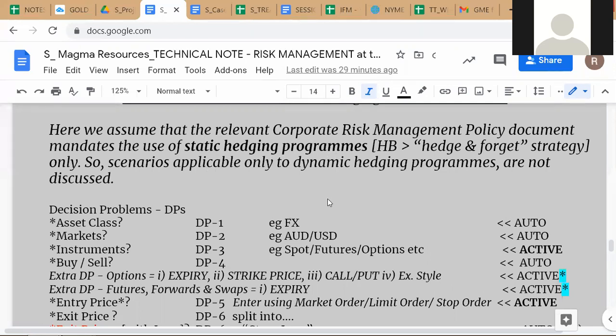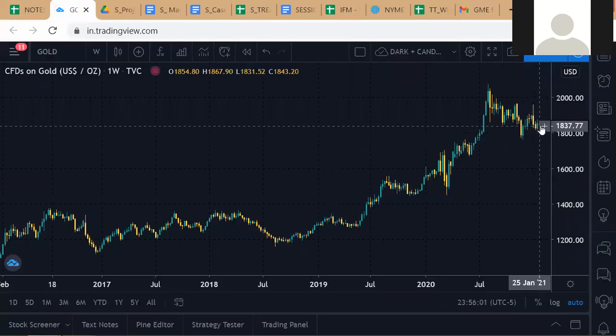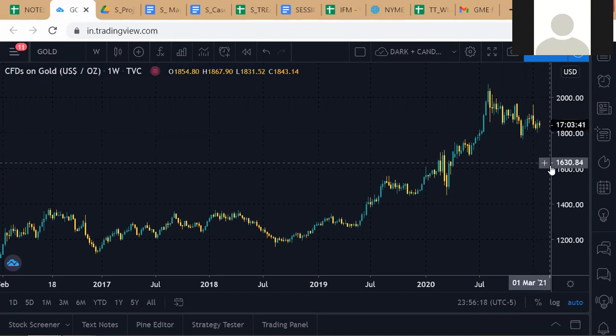What is a dynamic hedging program? It means you actively give effect to your view. Say you hedged gold at a very far away maturity. You sold at 1840, and then the prices dropped to 1600. Your hedge position is showing a big profit, offsetting the loss on the underlying position. But now you feel strongly this is going to rise to 1770.